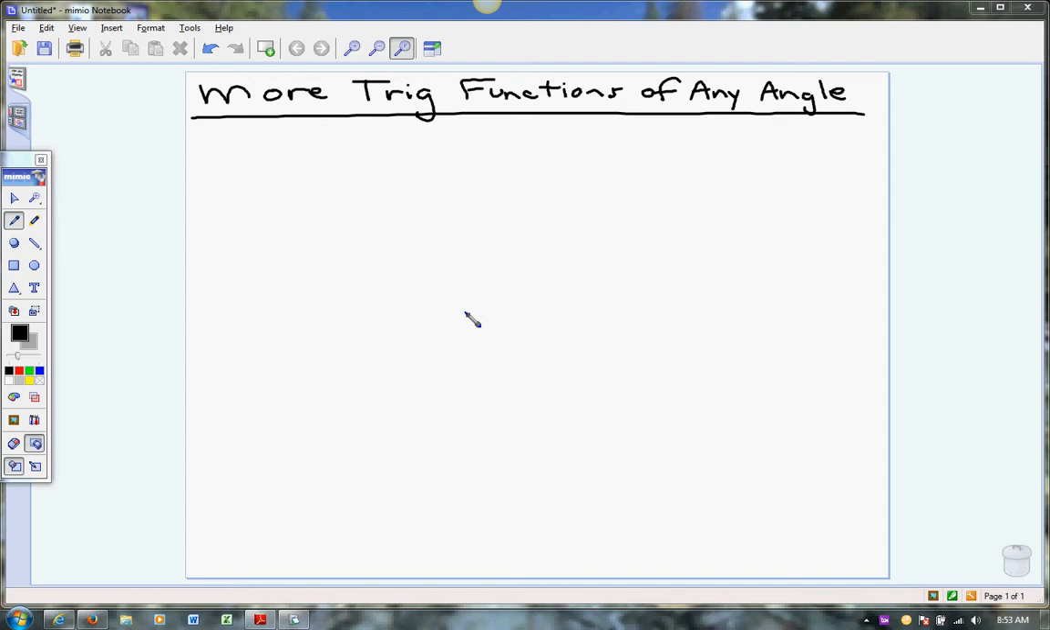All right, today we're going to extend what we've been working on with finding the trig function of any angle. Let's do a warm-up problem, just because what we're going to do today is an extension of that. Let's say I wanted to find the sine of 225 degrees. This is what we have been doing the last couple of days.